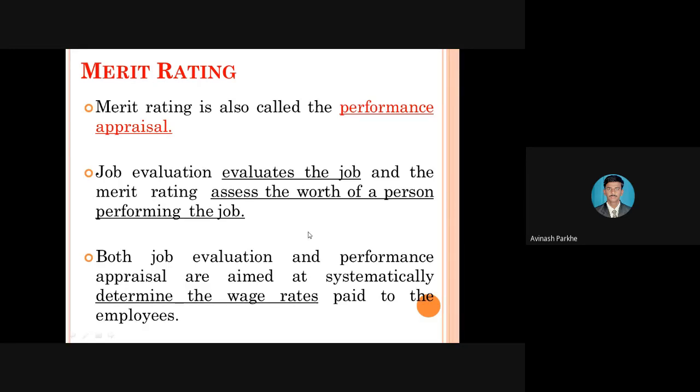Job evaluation is related only to the job, where I am checking the performance of the job only. But in the case of merit rating, I am checking the performance of the operator, worker, supervisor, or manager who is working on that particular job. Therefore, along with job evaluation, the merit rating concept is also provided in industry, and merit rating is also called performance appraisal.